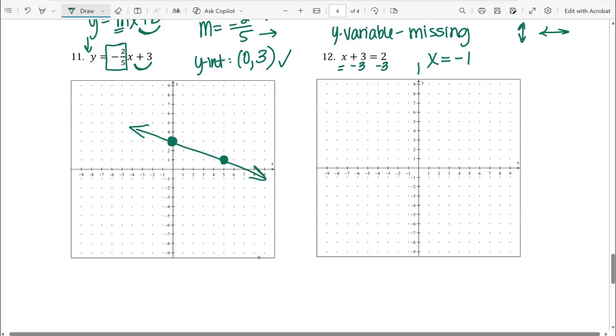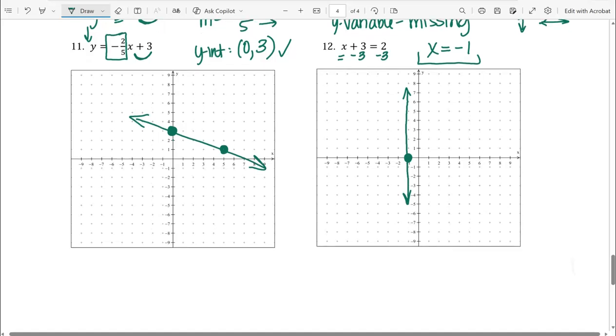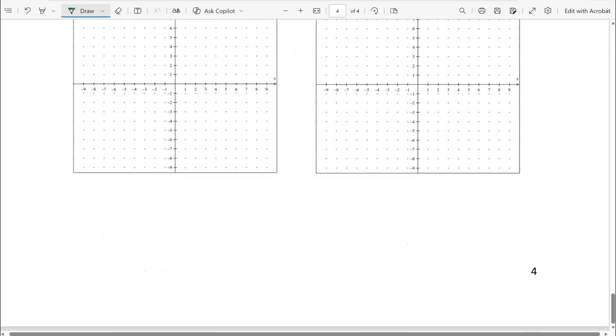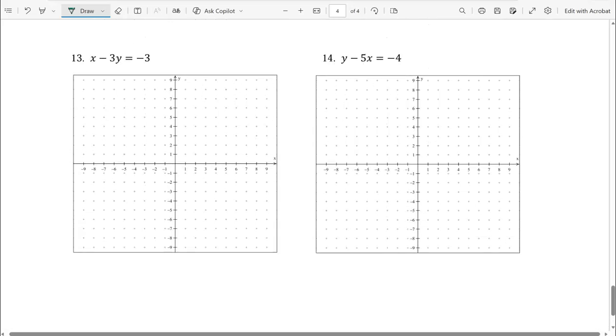So in this special case, when I only have one variable, I plot this as if it's the x-intercept. So I find -1 on the x-axis, and then I cut the x-axis. Don't go with it, cut it, giving me a vertical line where my slope is undefined. Only 2 more.